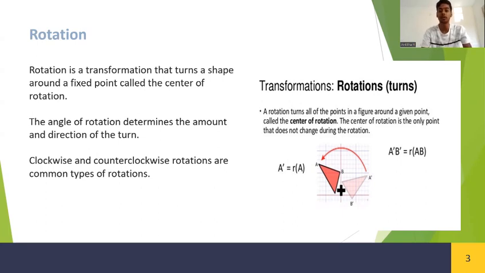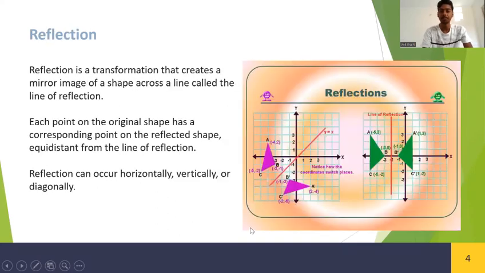The angle of rotation determines the amount and direction of the turn. Basically, rotation can be clockwise or anti-clockwise. Clockwise and counterclockwise rotations are common types of rotation. Similar images have been shown here. This was about the rotation.